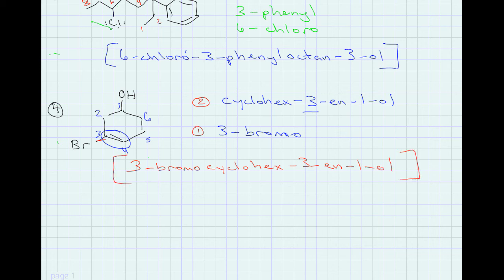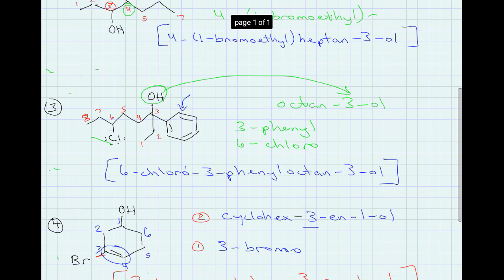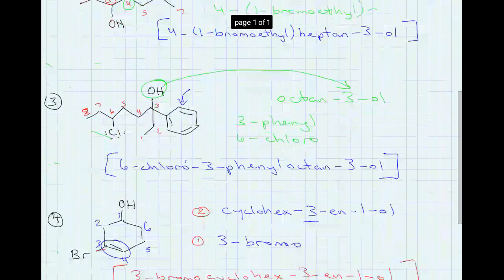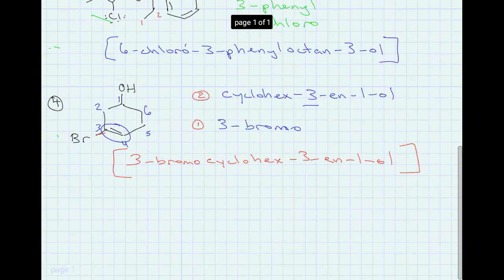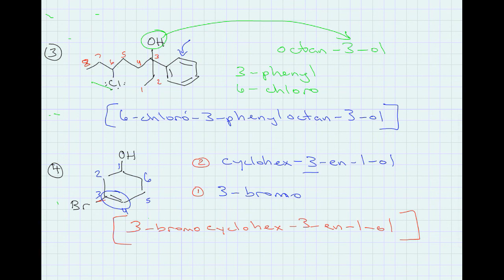So that gives you an overview of how to name these 4 compounds, and hopefully you can name things a little quicker than I did in the first video. Hopefully you can find the carbon chain relatively quickly and put names together relatively quickly like I have in this video here. So I hope this helps a little bit in naming alcohols.